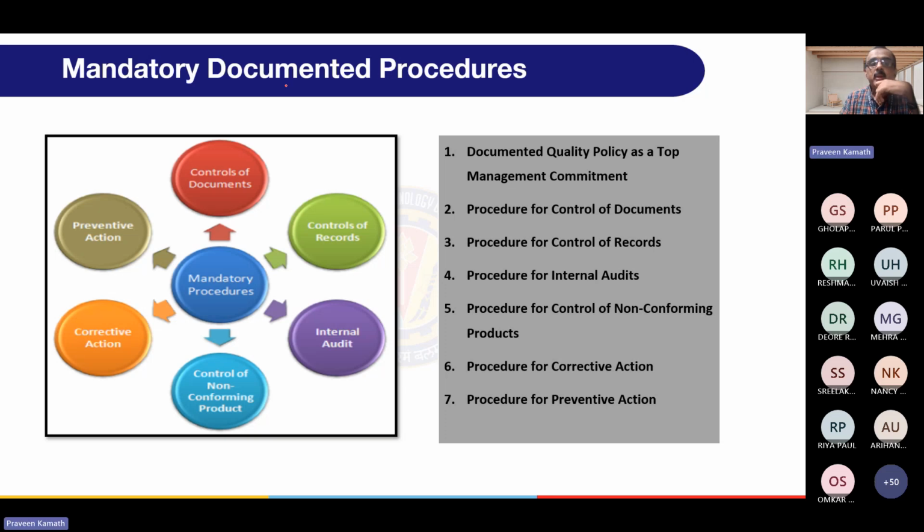Now, mandated documented procedures. One is controls for documents, controls of records, internal audit, control of non-conforming product, corrective action, preventive action. So one: a documented quality policy as a top management commitment. Two: procedure for control of documents. Three: procedure for control of records. Four: procedure for internal audits. Five: procedure for control of non-conforming products. Six: procedure for corrective action. Seven: procedure for preventive action.